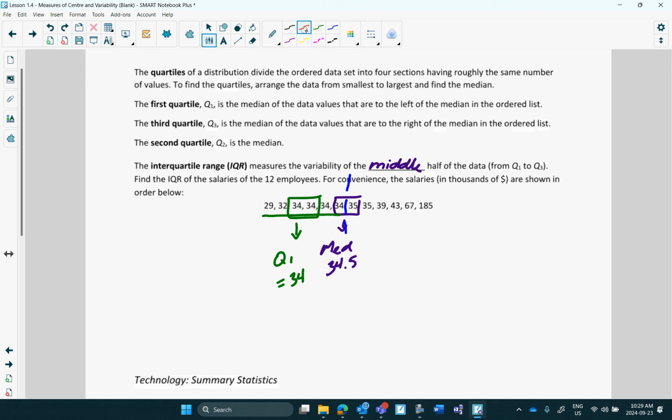And then I do the same thing above. I take the 6 numbers because I included this in the calculation of the median, but it's not actually the median. So I have to include it in calculating Q3. What 2 numbers are in the middle? 39 and 43. When I average them out to find the halfway point, I get Q3, which is 41.